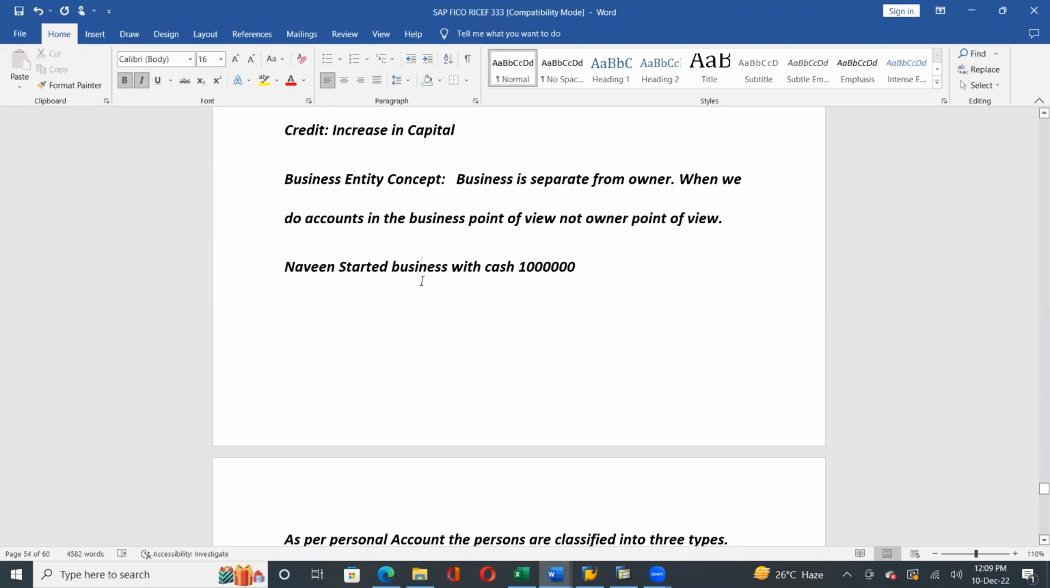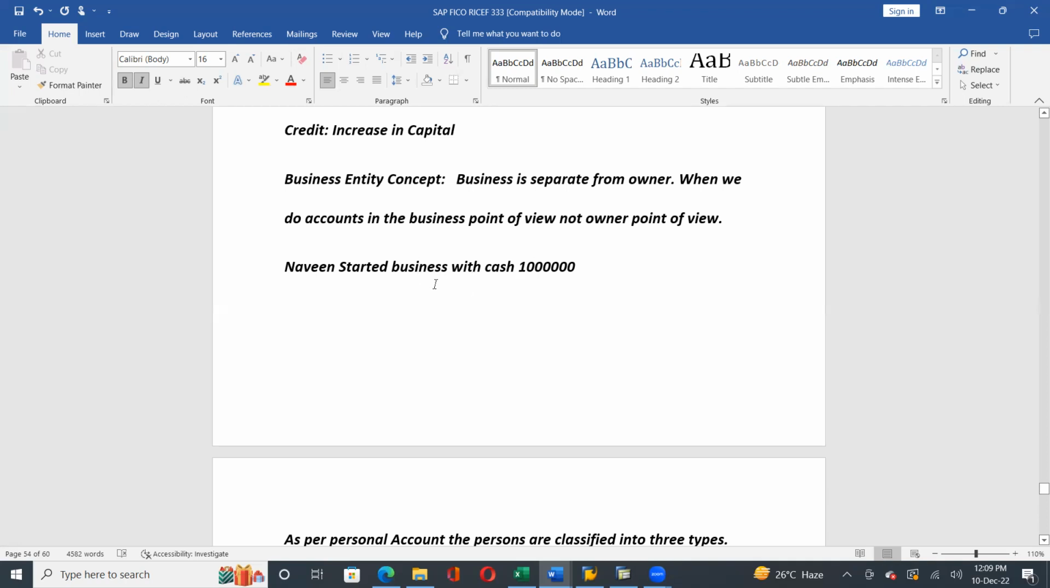Now who are we in this particular transaction? Naveen or the business? Business. We need to consider ourselves as the business. And who is giving money to us? Naveen, in the form of capital. So Naveen is investing 10 lakh rupees in us.